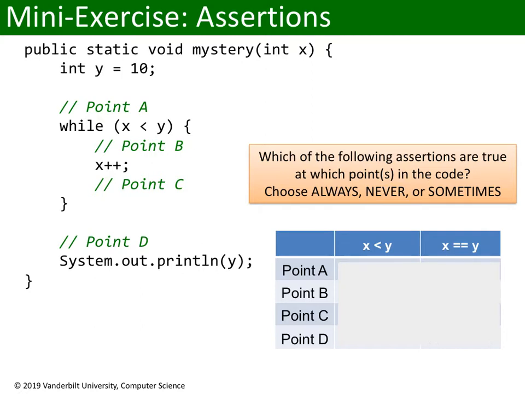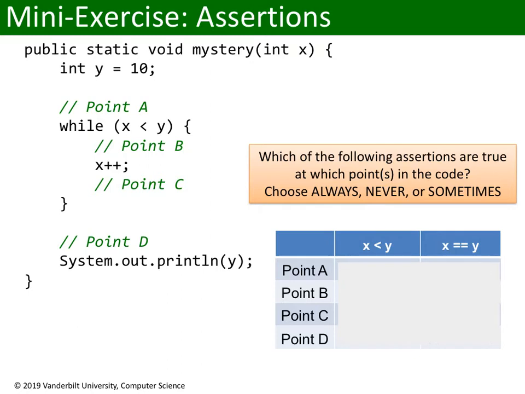At point B, we have entered a while loop, and the test for the while loop is x is less than y. The only way to get to point B is if x is in fact less than y, therefore at point B, for x less than y, the answer is always. Okay, then we increment x.